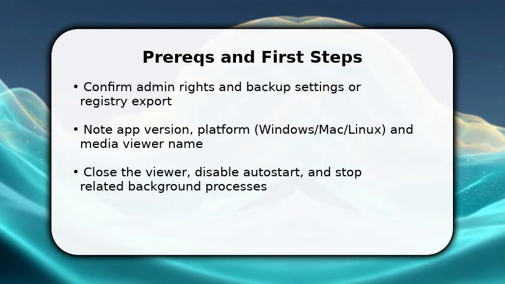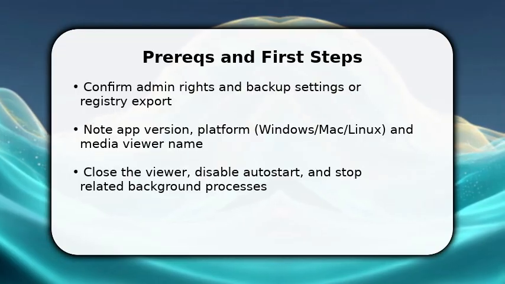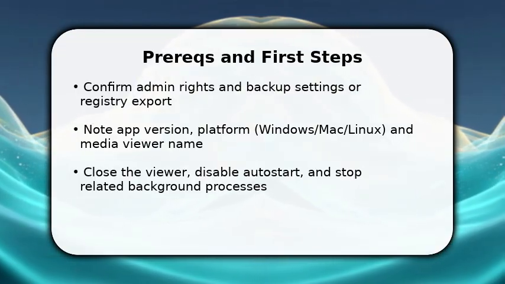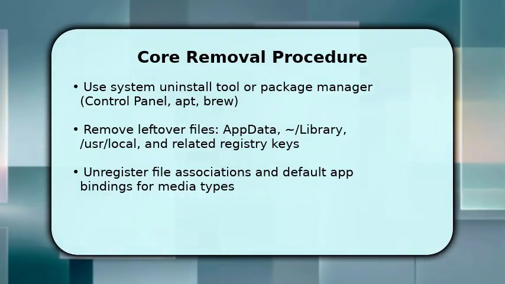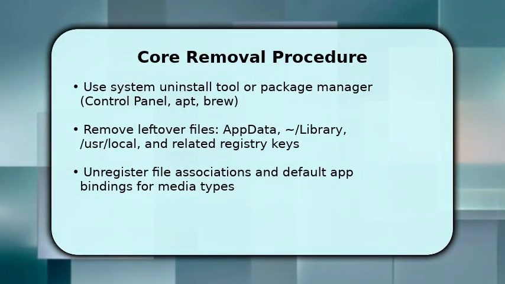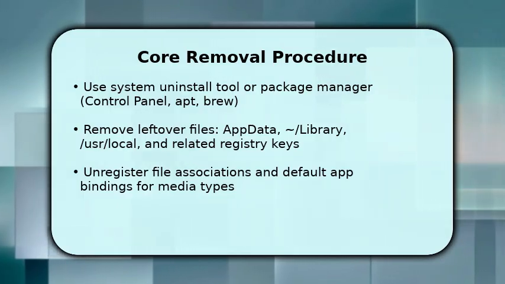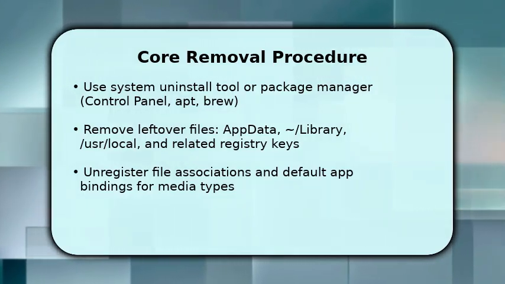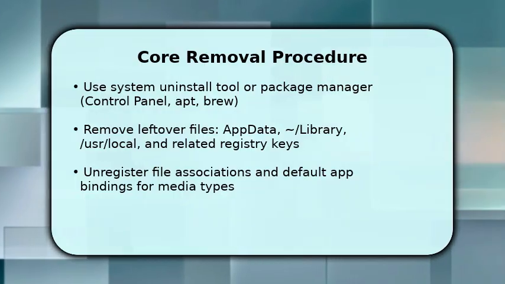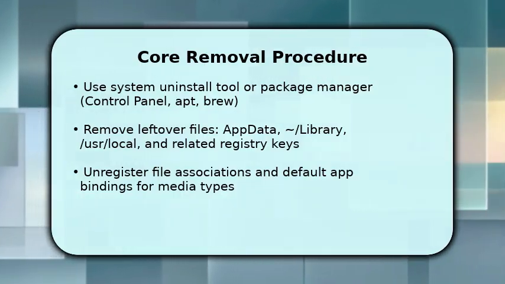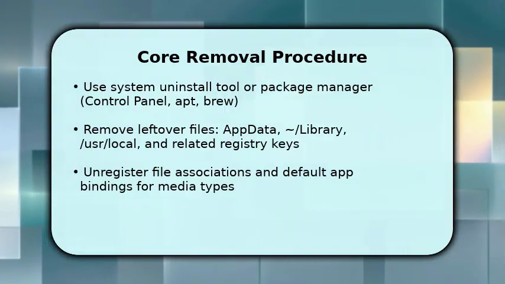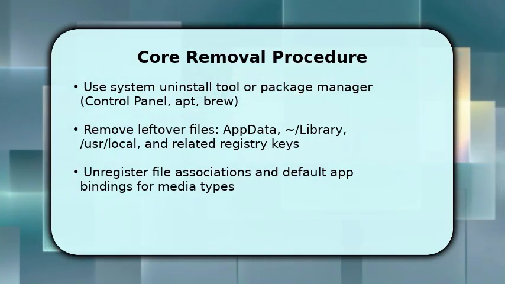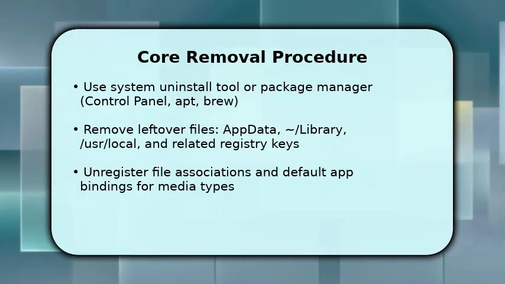You now perform the main removal. Use the OS uninstall utility or your package manager to remove the application package. This clears installed binaries and services. After uninstall, manually delete leftover folders, app data, /library, /usr/local, and inspect registry or plist entries for orphan keys. Then unregister file associations and reset default apps for media types so the system stops referencing the removed viewer.